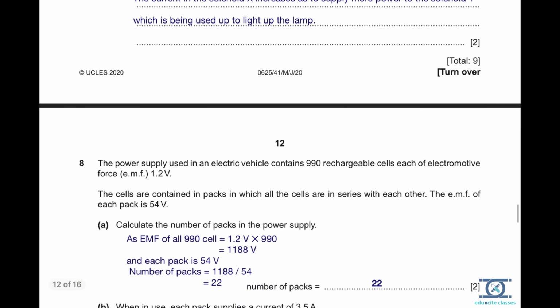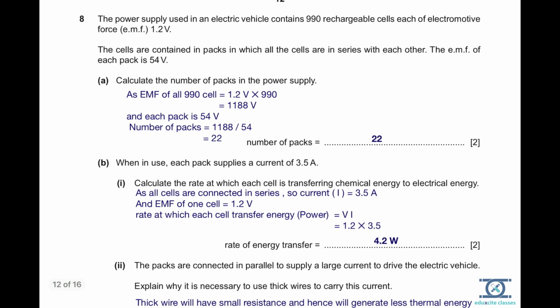Now question number 8. A power supply used in an electric vehicle contains 990 rechargeable electric cells, each of electromotive force, that is EMF, of 1.2 volt. The cells are contained in packs. With all the cells in series, the EMF of each pack is 54 volt. There are a number of packs, and each pack has an EMF of 54 volt in which the cells are connected in series. That you have to remember.